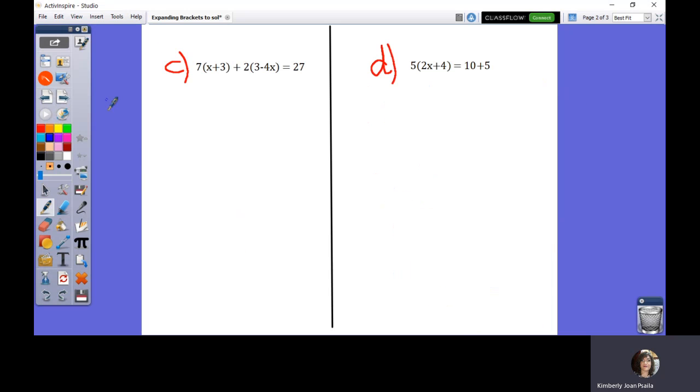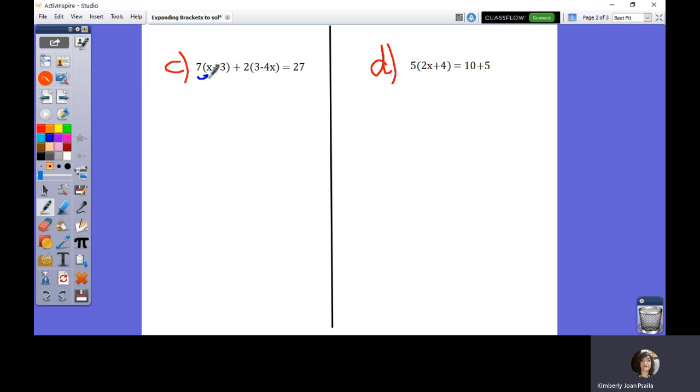Another 2 examples here. Please don't panic when you see a long equation. You just move on step by step. So first, I see 2 brackets here. So first, I have to expand them. I have to open them up and then solve my equation. Alright, so let us open up the bracket.